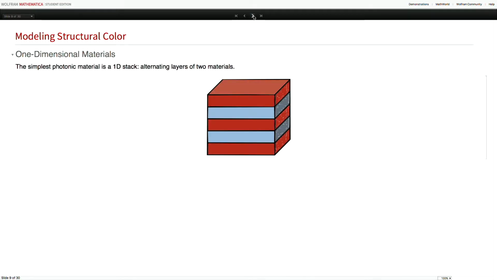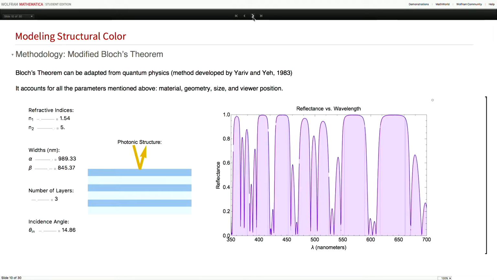So first we can look at modeling structural color, so how we go from the geometry of our photonic material to the color. The simplest possible structural material is a one-dimensional stack where you have alternating layers of two different materials. In order to maintain periodicity, all of the red layers need to be the same thickness, and all of the blue layers need to be the same thickness, though those thicknesses don't necessarily need to be the same. So two parameters we can play with are the thickness of the red and the thickness of the blue, in order to get different structural colors.